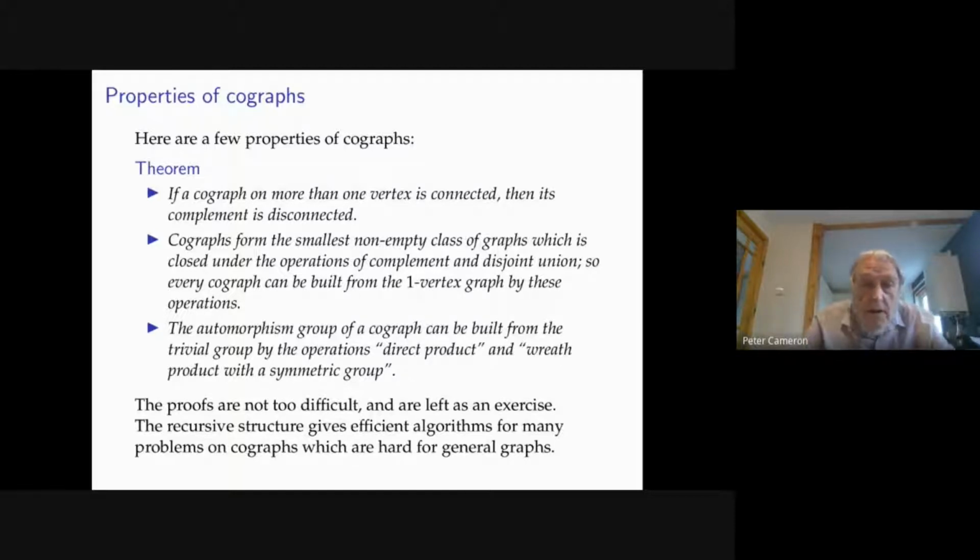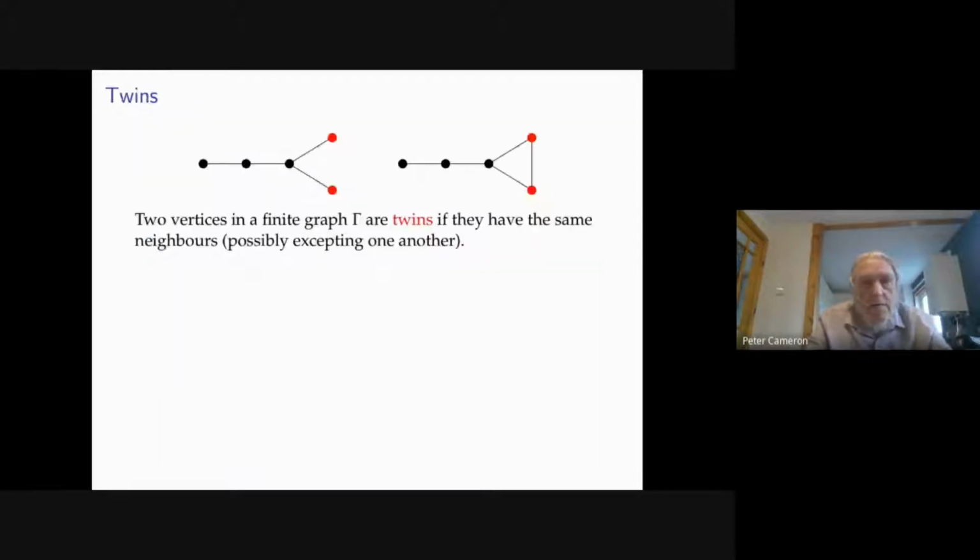So many computational problems that are hard for general graphs are actually easy for cographs because of this recursive structure. So they're one of the nicest, simplest classes of graphs. Now I want to turn to something that looks completely different, twins.